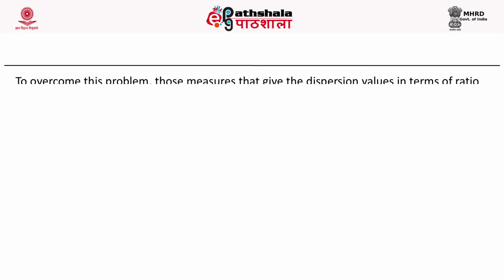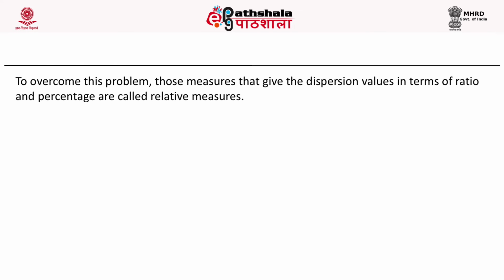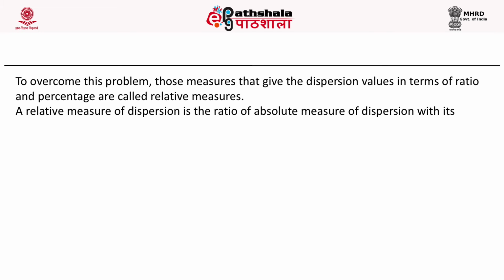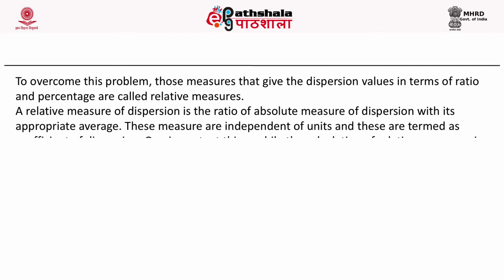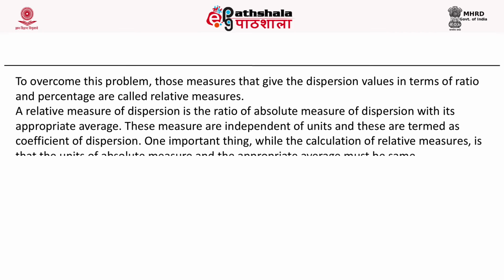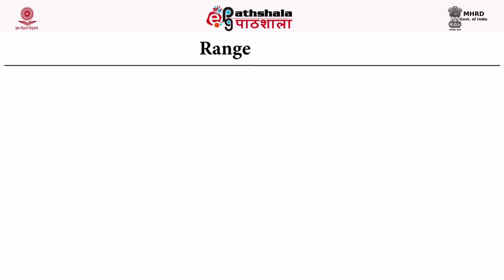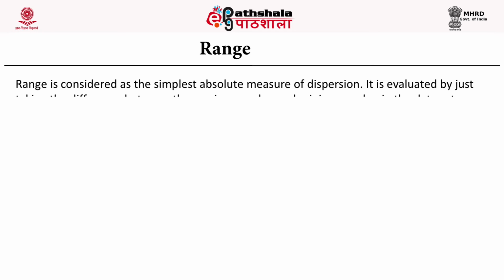To overcome this problem, those measures that give the dispersion value in terms of ratios and percentages are called relative measures. A relative measure of dispersion is the ratio of the absolute measure of dispersion to its appropriate average. These measures are independent of units and are termed the coefficient of dispersion. One important thing while calculating a relative measure is that the units of the absolute measure and the appropriate average must be the same. Now we start with the first measure of dispersion, that is range.